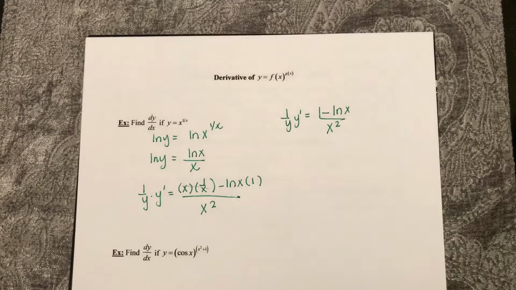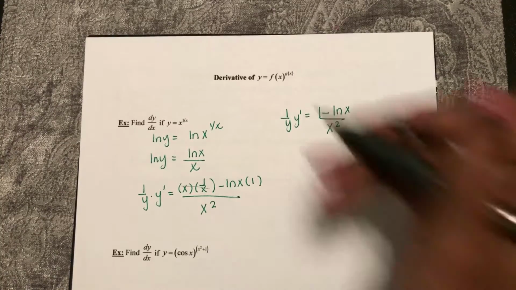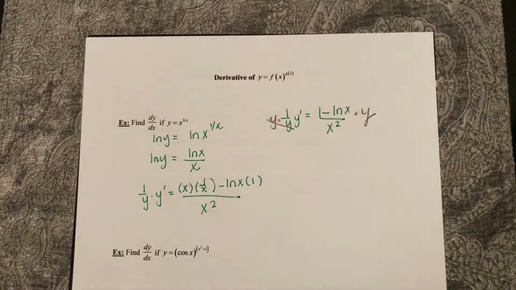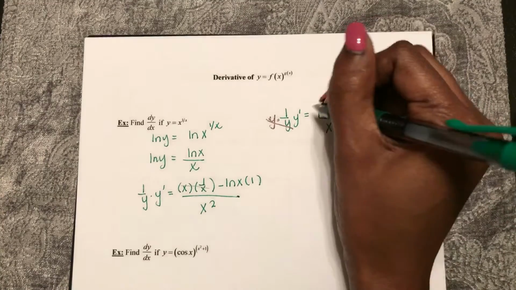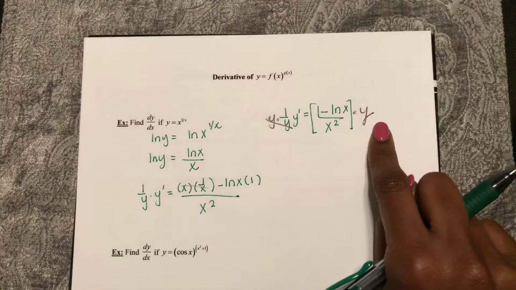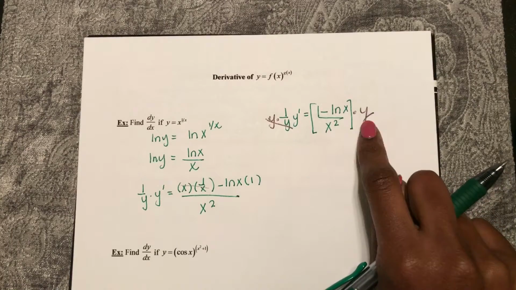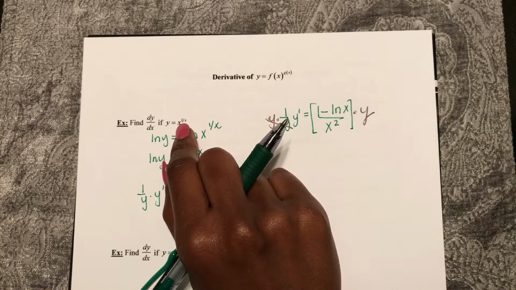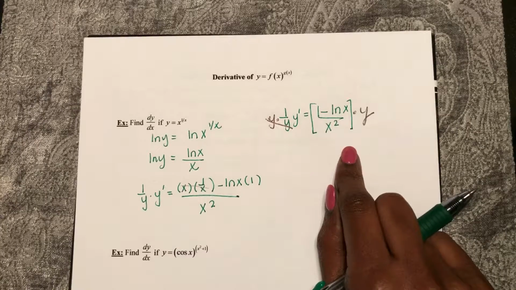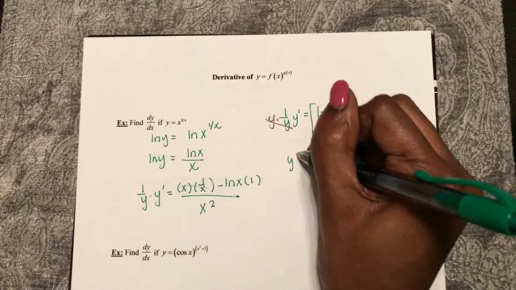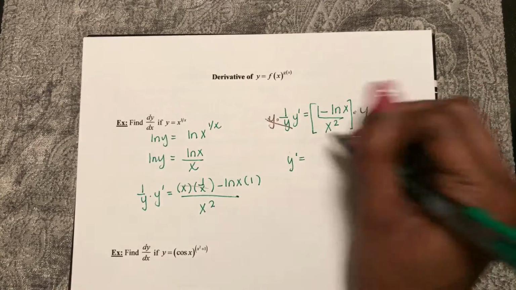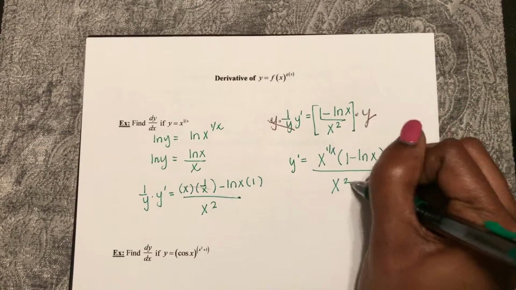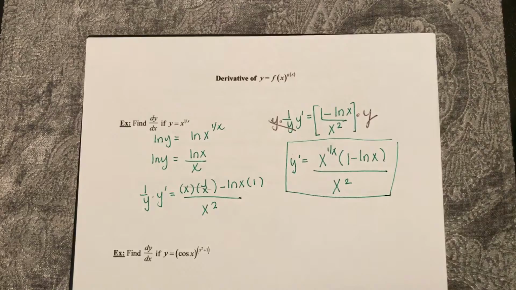Well, how do I isolate y prime? I multiply each side by y. That cancels, and I'm left with y prime equals this quantity, this rational expression, multiplied by y. But I cannot leave my answer in terms of x and y because my original problem was an explicit function, so my answer needs to be an explicit function. Well, what is y in terms of x? It is x to the 1 over x, and I'm going to go ahead and multiply that by my numerator, and I'm going to leave my answer like this.